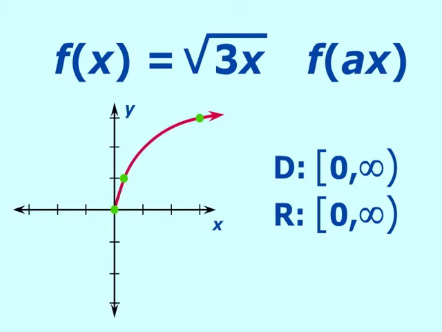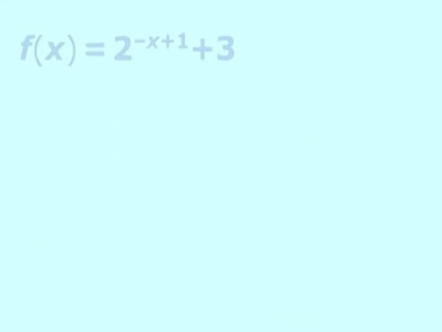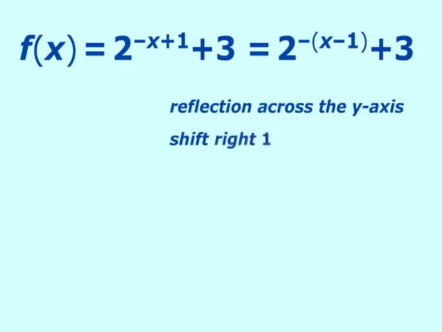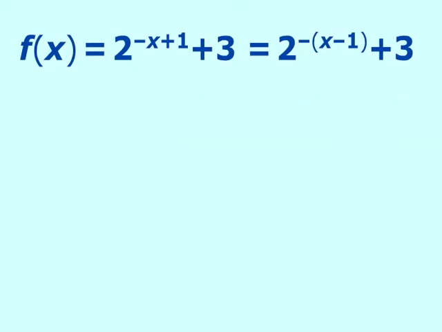So those are three basic transformations. Now let's try a combination of different transformations. Our example is 2 to the negative x plus 1, plus 3. This is a combination of a reflection across the y-axis, a shift, and in this case we have to change things around to look at what that shift is. So let's move this to 2 to the negative x minus 1 and then plus the 3. So it's a shift right 1 and then a shift vertically up 3.